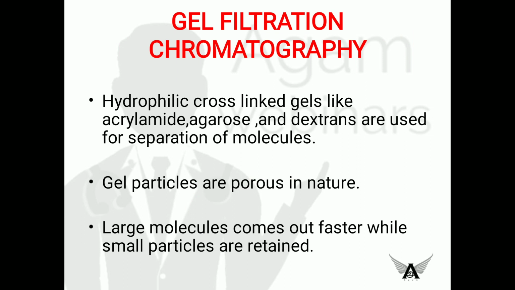Next is gel filtration chromatography. It is also called molecular sieving. Here, hydrophilic cross-linked gels like acrylamide, agarose, and dextrins are used for separation of molecules. The gel particles are porous in nature, so that large molecules, when poured, come out faster, while smaller particles are retained. They attach to the beads and take a long time to come out.